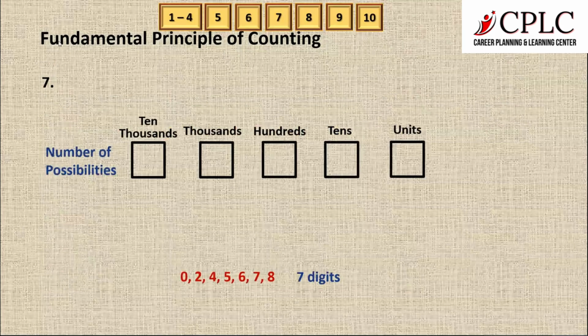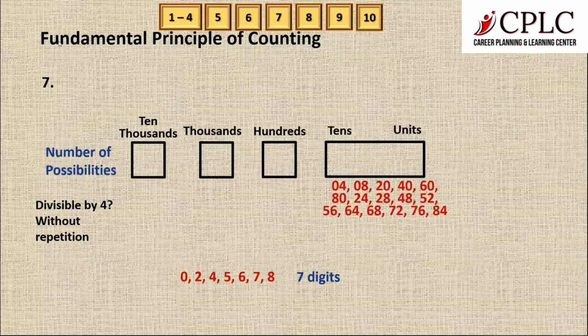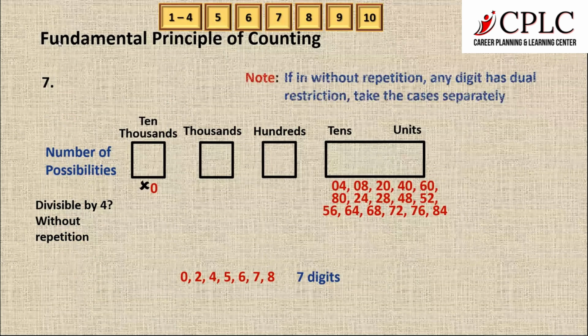So let us take these two digits together. Now these are the possibilities of numbers being divisible by 4. Now 0 can't come at the ten thousands place. If without repetition any digit has dual restriction, take the cases separately. So there are two restrictions over here.